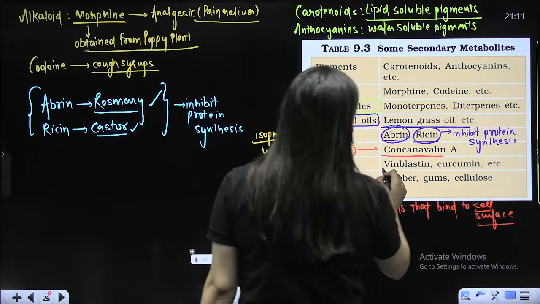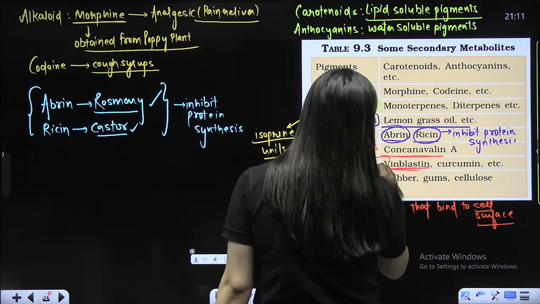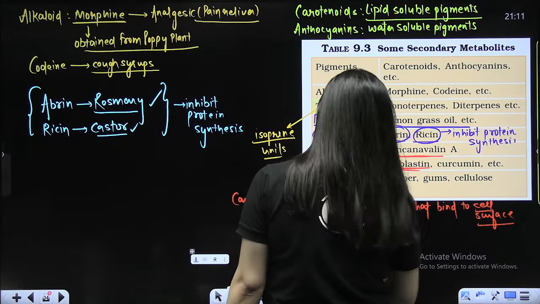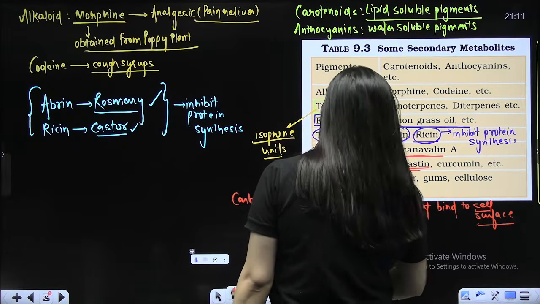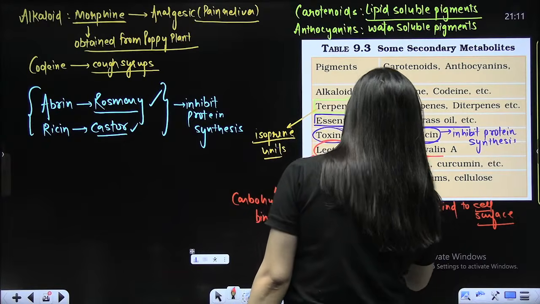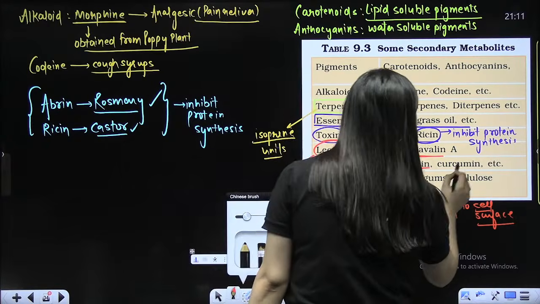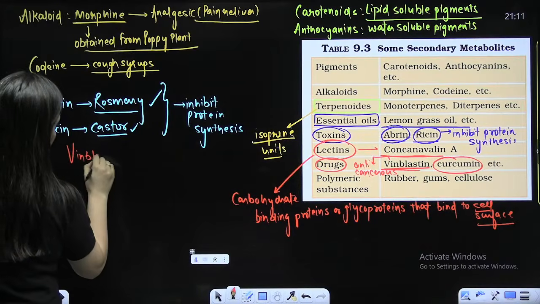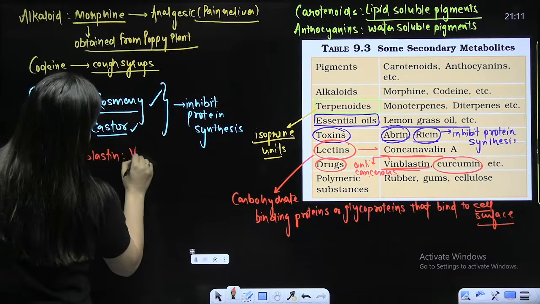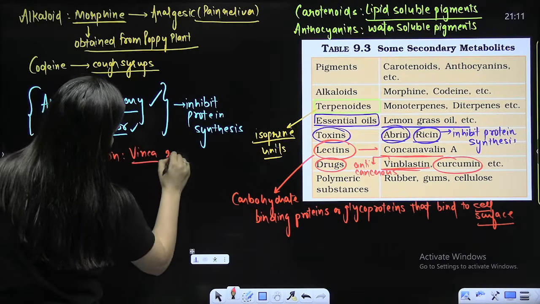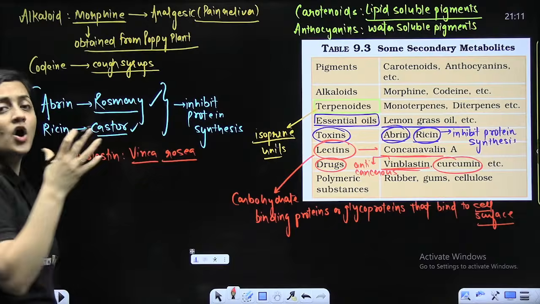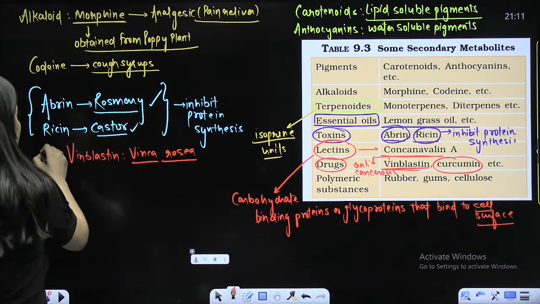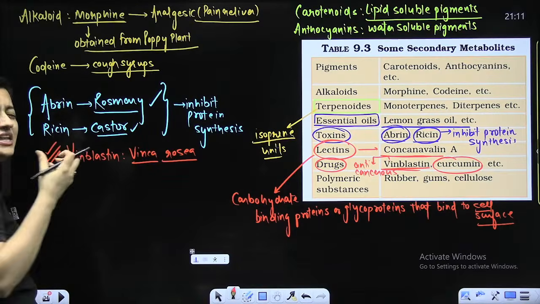Then drugs, vinblastine is there. This vinblastine is anti-cancerous. Do you know that? Then there is curcumin, obtained from turmeric. Vinblastine you will find from Vinca rosea, Catharanthus rosea. It is a very commonly occurring plant and it is anti-cancerous.